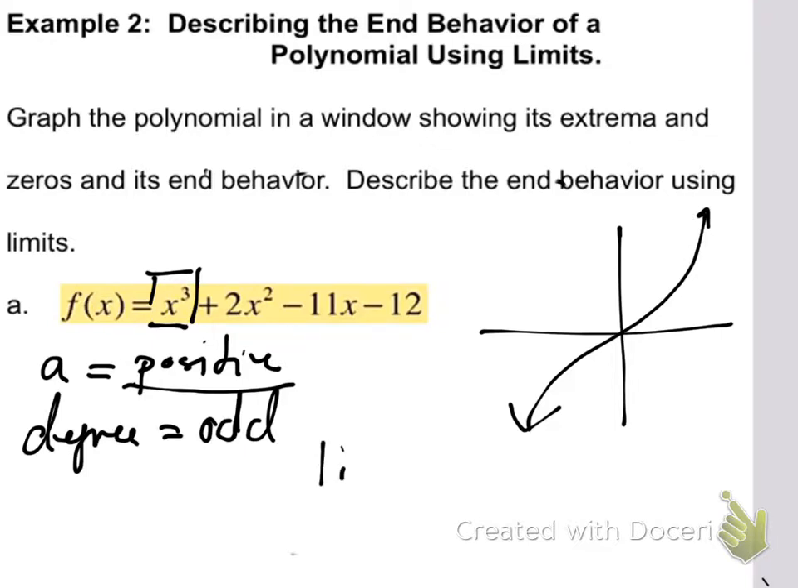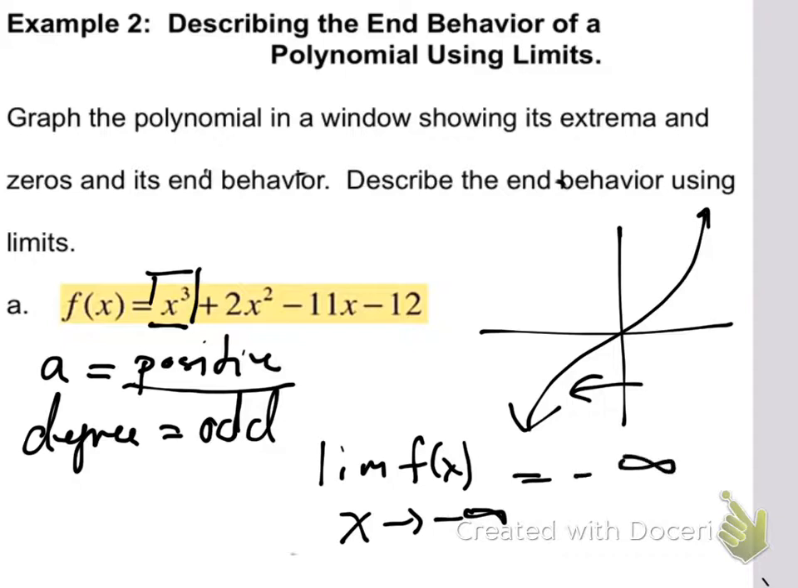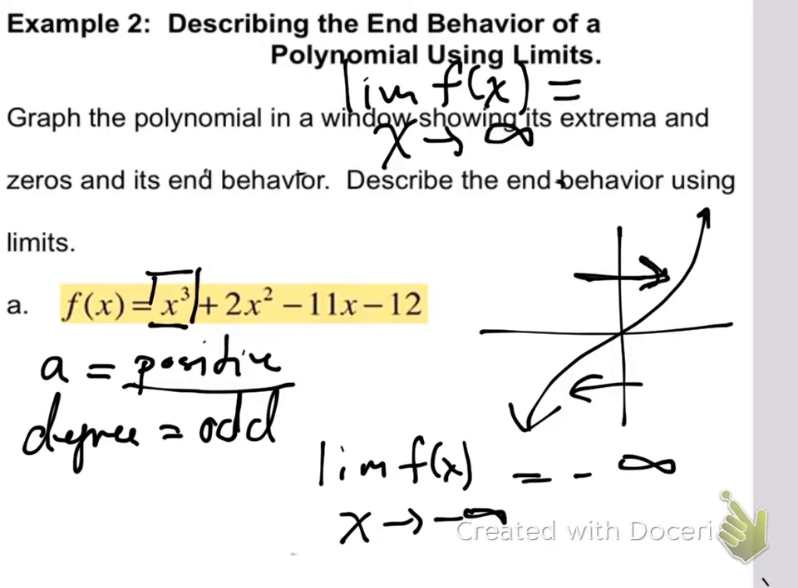So we can write this as the limit of f of x as x goes to negative infinity. Where's my graph going? That's going to negative infinity as well. And then the limit of f of x as x goes to positive infinity, my graph also goes to positive infinity.